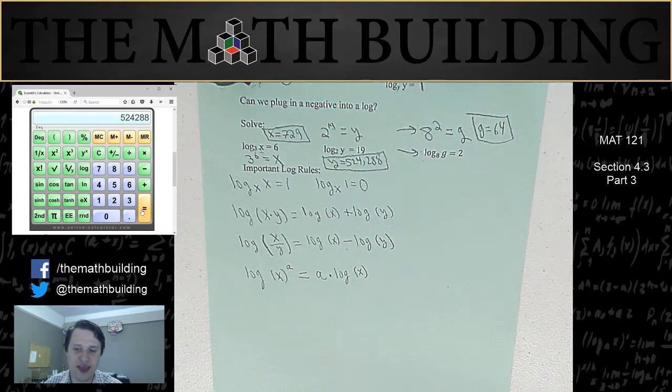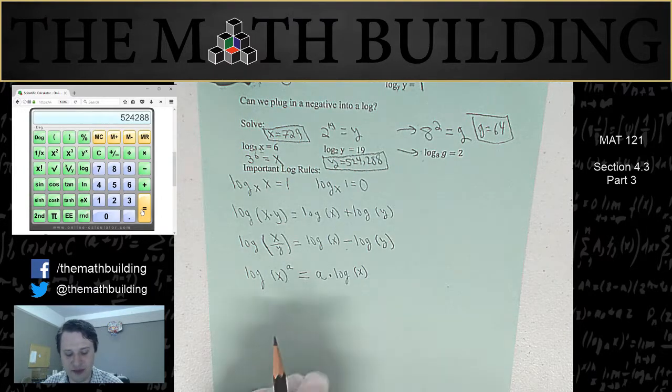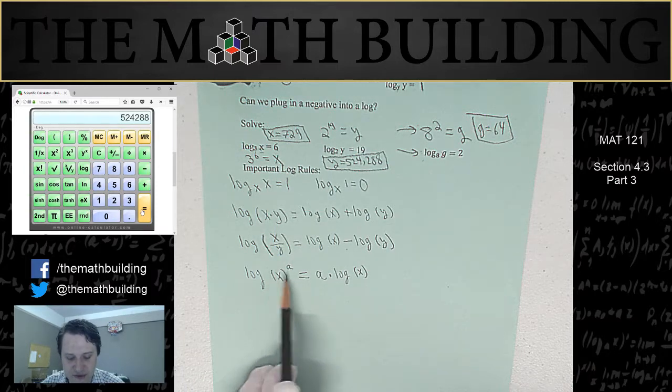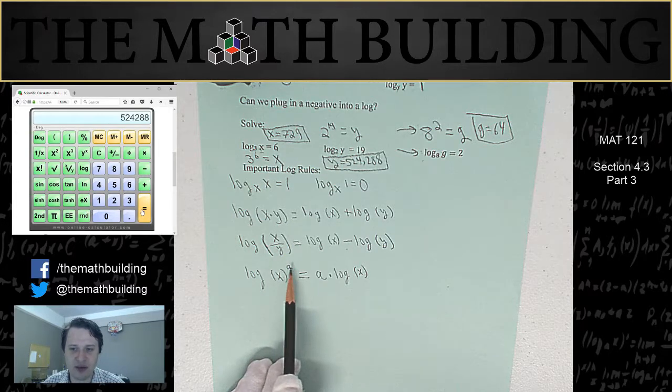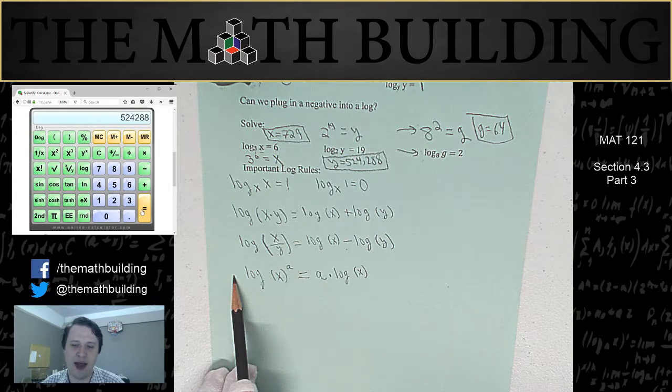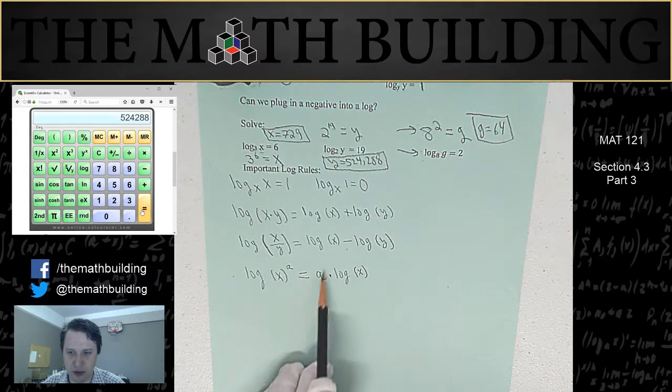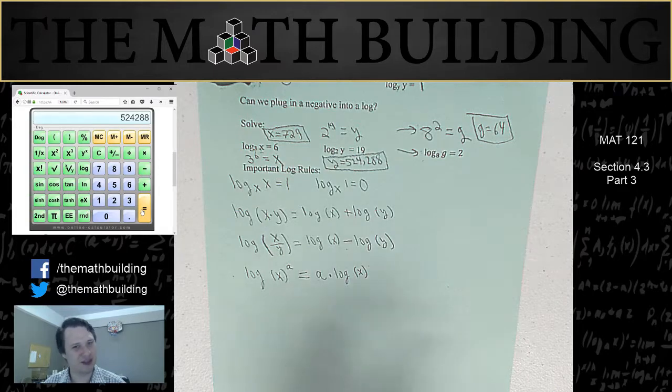Log of x to the a power is equal to a times log of x. This is going to be really useful to simplify things. If the entire log argument is to some power, you can bring the power down out in front. You can just grab this a power and scoot it to the front. I know these rules are different than what we've seen before, but hopefully you'll catch on to them.